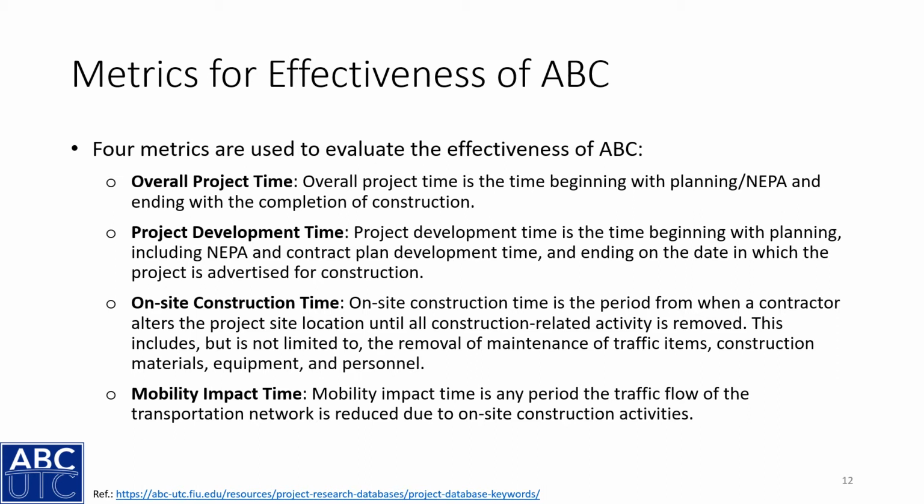The four main metrics that are used to evaluate the effectiveness of ABC are shown here. So we have the overall project time, project development time, on-site construction time, and the mobility impact time. When we think of ABC, we mainly think of our mobility impact time. So we reduce the time that our traffic flow is impacted by on-site construction. So that's typically what we think of with ABC, but we can also accelerate these other time metrics.